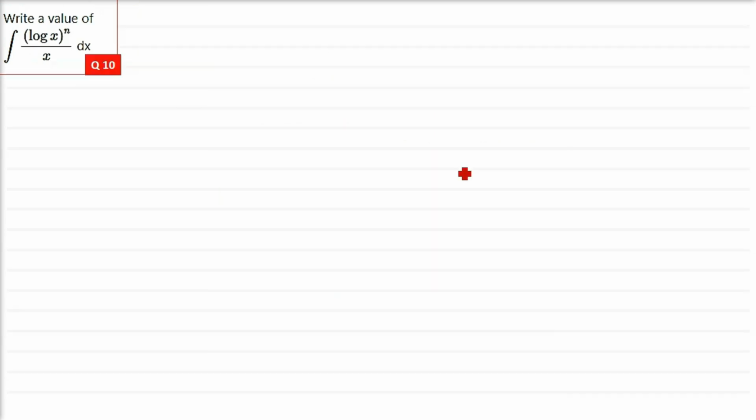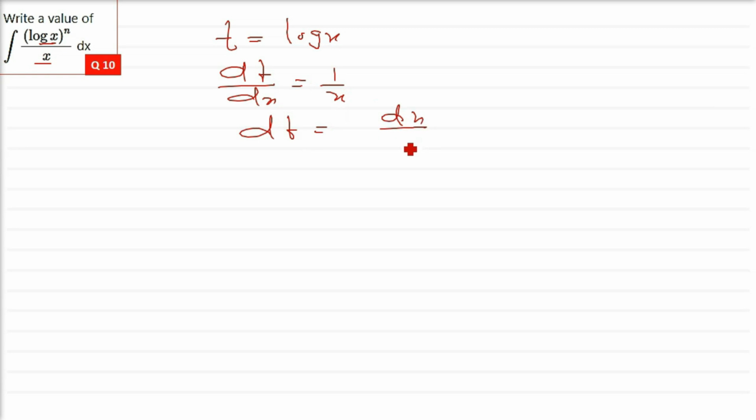Now this question is very straightforward because we have just seen that the differentiation of log x is 1 by x, which we know from earlier also. So we'll simply take t equals log x. When we differentiate it, dt by dx will give us 1 by x. So dt will come as dx by x. Now this dx by x is already there, which can be replaced by dt. Log x was taken as t.